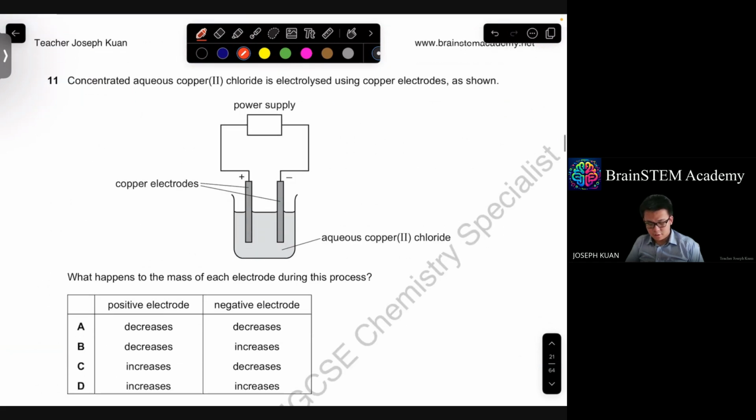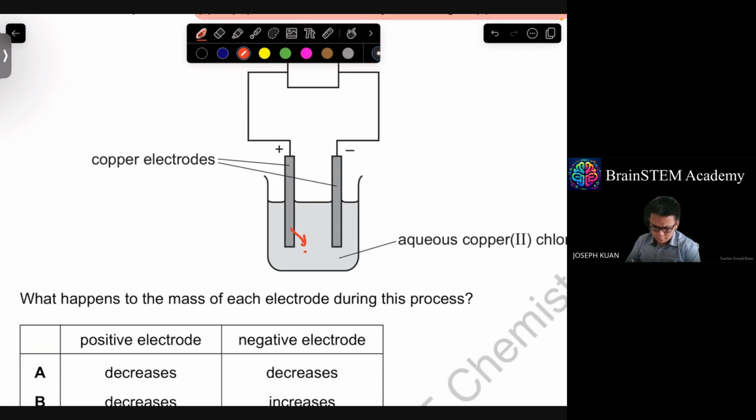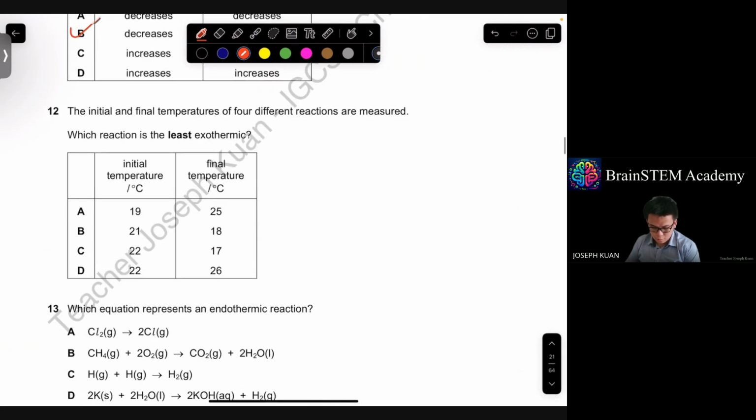Moving on. 11. Concentrated aqueous copper(II) chloride is electrolyzed by using copper electrodes. What happens to the mass of each electrode during this process? The anode will experience the copper ionizing, so it should decrease in mass, whereas we should expect to see copper getting discharged and deposited at the cathode. So we should expect the negative electrode to have an increase in mass and the positive electrode to experience a decrease in mass.